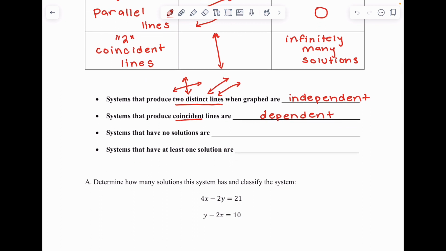Systems that have no solutions, so that's going to refer to when we have parallel lines. So systems that have no solutions are inconsistent. And systems that have at least one solution, so that's going to be either the intersecting lines, where we have one solution, or the coincident lines that have infinitely many, are consistent.